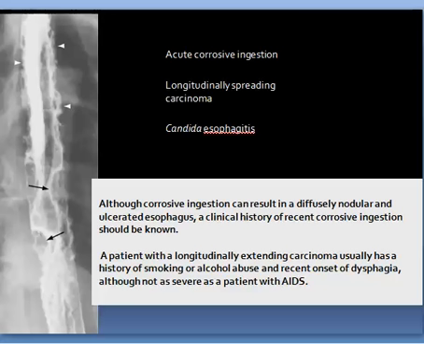Thick irregular mucosa. Differential diagnosis: 1, reflux esophagitis; 2, creeping varicoid carcinoma; 3, lymphoma; 4, Candida esophagitis.